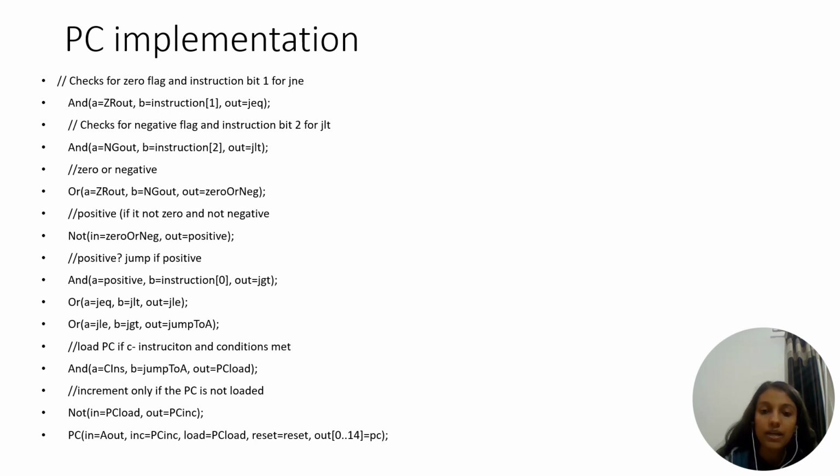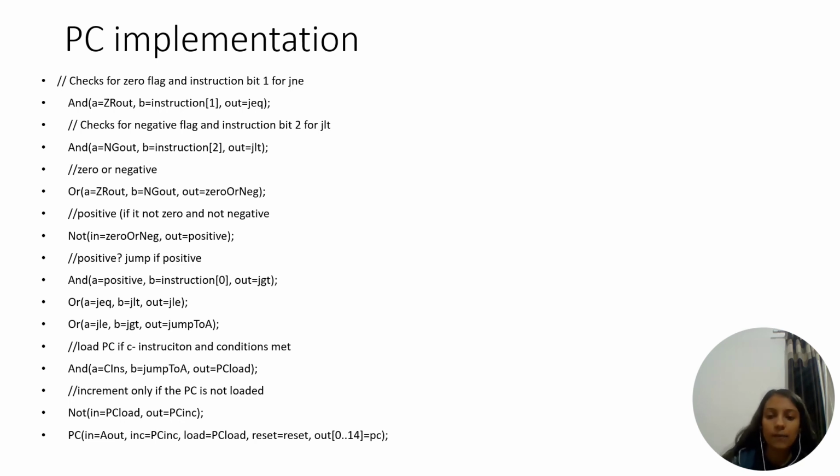Then the next AND gate will give output as jump if lower than, and for that it will take input NG out and instruction 2 should be on, meaning our jump 2 should be on for this AND gate. After that it will give the output as jump lower than.